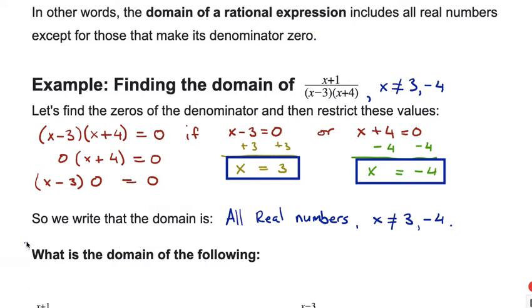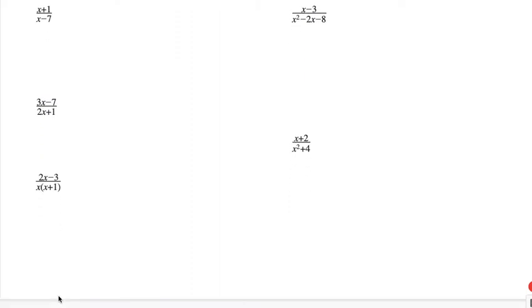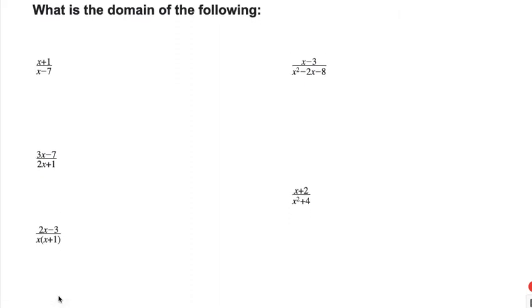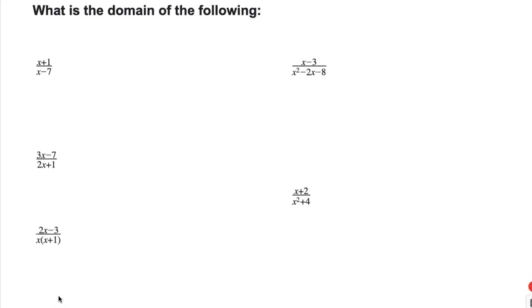Okay, let's take a look at a few more examples. Find the domain of the following. The idea with this one is, again, we're looking at all real numbers, but we've got to make sure that the denominator is not equal to 0. So we're going to ignore the numerator here, where the denominator cannot be equal to 0. So x minus 7 cannot be equal to 0.